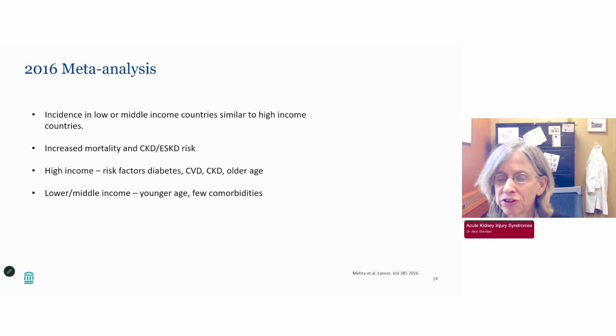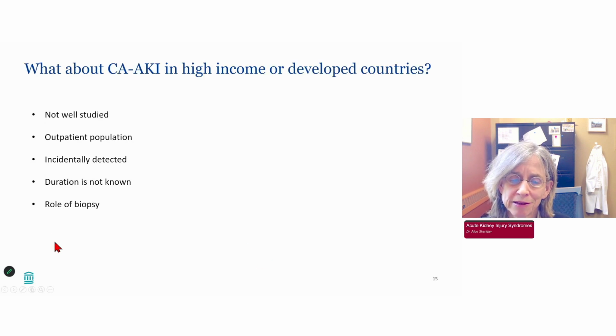The causes are different and the risk factors are different. Among high-income hospitalized patients, the risk factors include age and comorbidities such as diabetes, cardiovascular disease, and CKD. In lower or middle-income countries, with community-acquired AKI, patients are younger with few comorbidities. So what about community-acquired AKI in high-income or developed countries? Well, this is not well studied. This is our outpatient population.